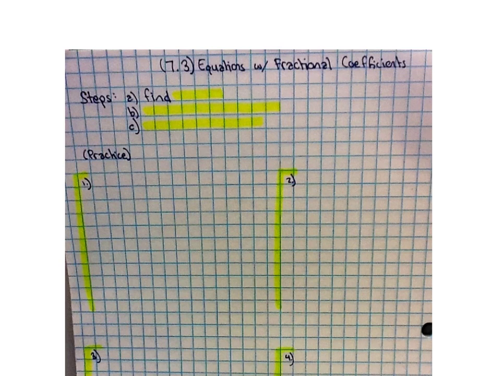So for equations with fractional coefficients, these are the steps to solving. First thing you're going to do is find the LCD, and after you find the LCD, you're going to multiply both sides of the equation with the LCD. So write that in part B. Multiply both sides with LCD, and last step, solve. So let's go ahead and just work on some practice problems for this topic.